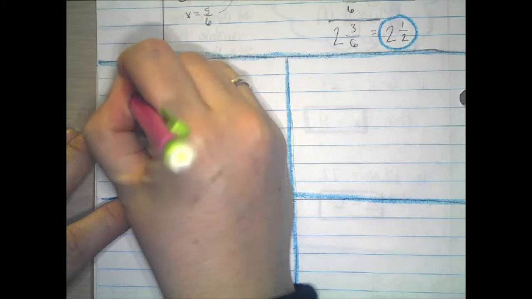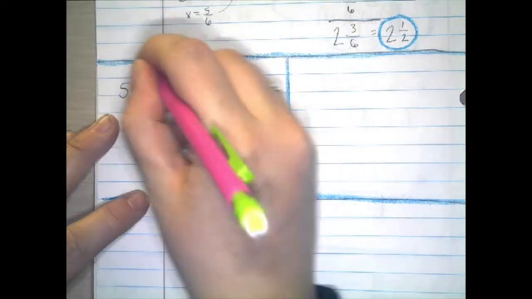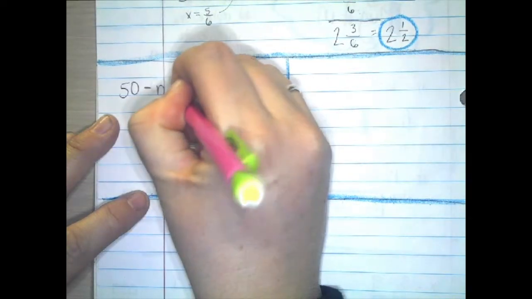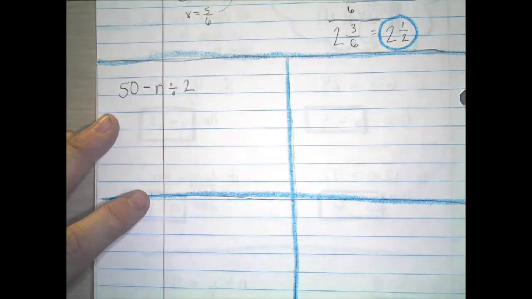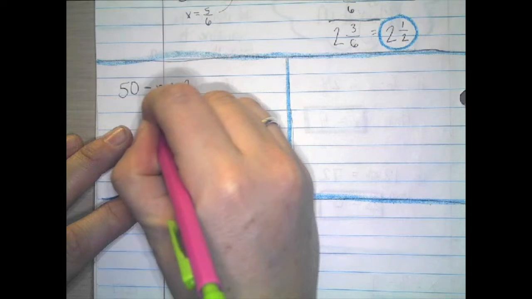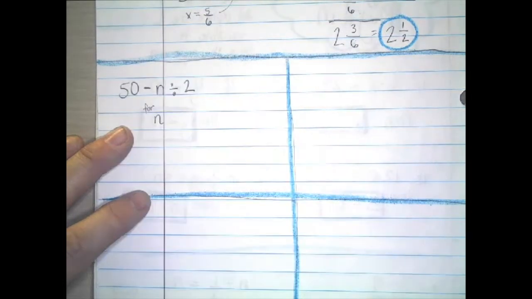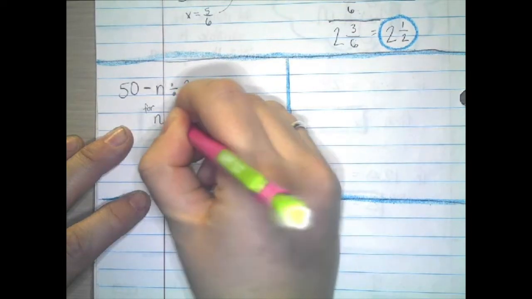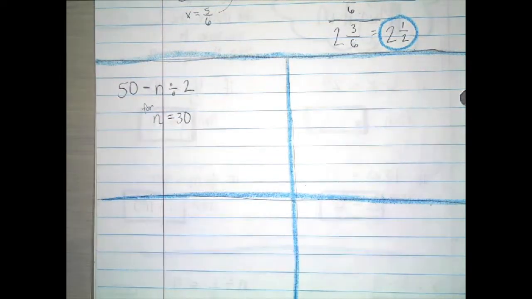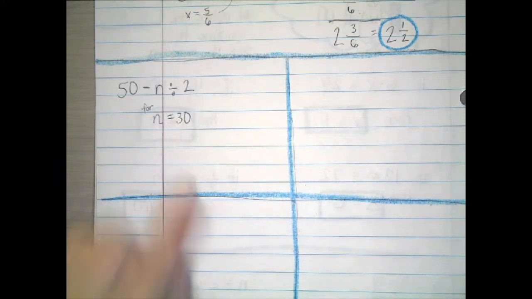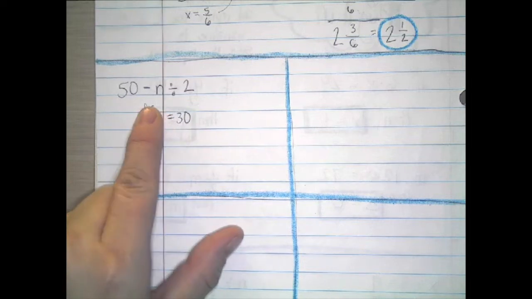50 minus n divided by 2. And then they're going to tell us 4, which means the word "for," n is 30. They're going to tell us that. So we have a couple different things here. First, they're checking, do you know the order of operations? And second, do you know how to plug it in, plug it in?